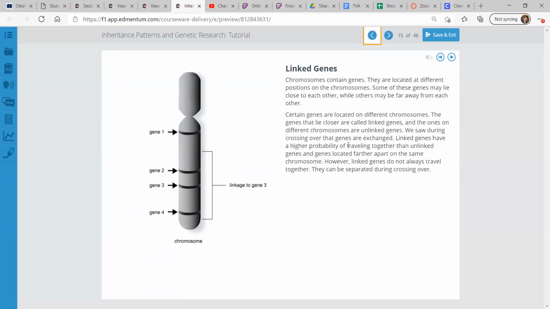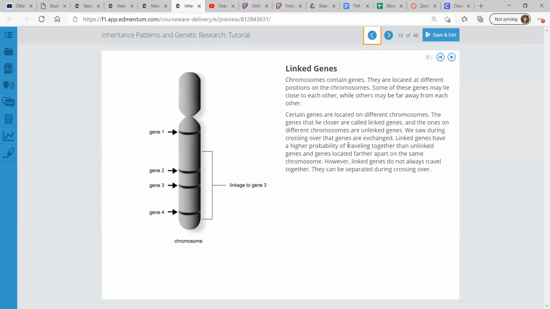Linked genes. Chromosomes contain genes. They are located at different positions on the chromosomes. Some of these genes may lie close to each other, while others may be far away from each other. Certain genes are located on different chromosomes. The genes that lie closer are called linked genes, and the ones on different chromosomes are called, well, unlinked genes.